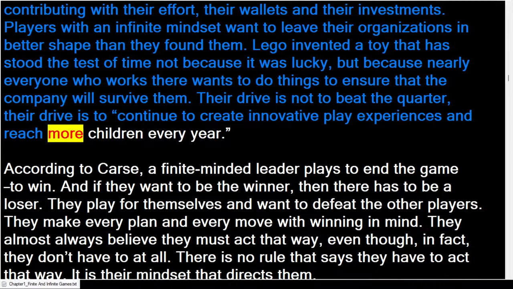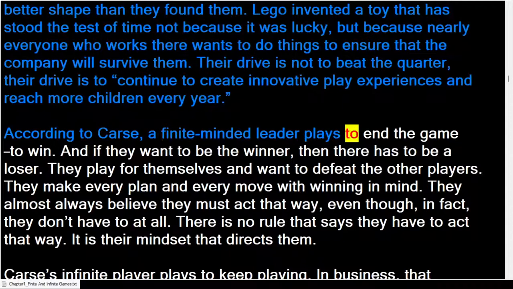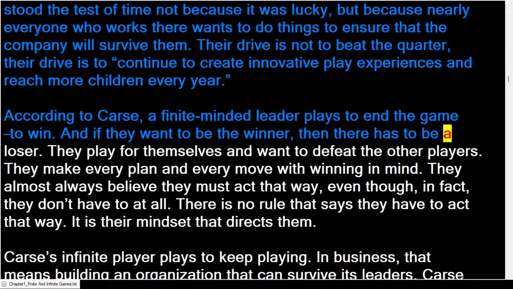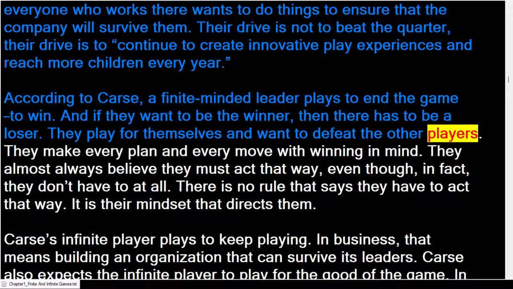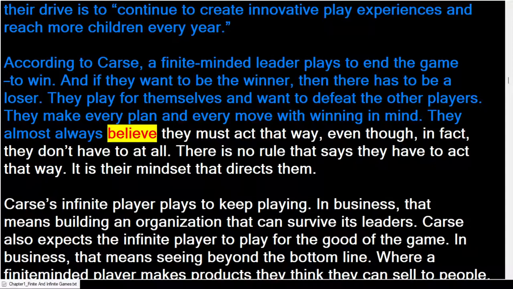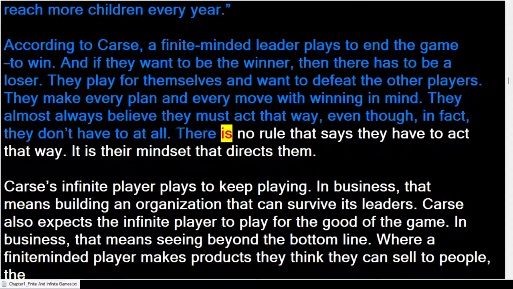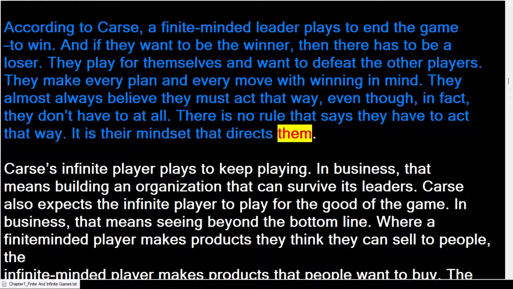According to Carse, a finite-minded leader plays to end the game, to win. And if they want to be the winner, then there has to be a loser. They play for themselves and want to defeat the other players. They make every plan and every move with winning in mind. They almost always believe they must act that way, even though, in fact, they don't have to at all. There is no rule that says they have to act that way. It is their mindset that directs them.